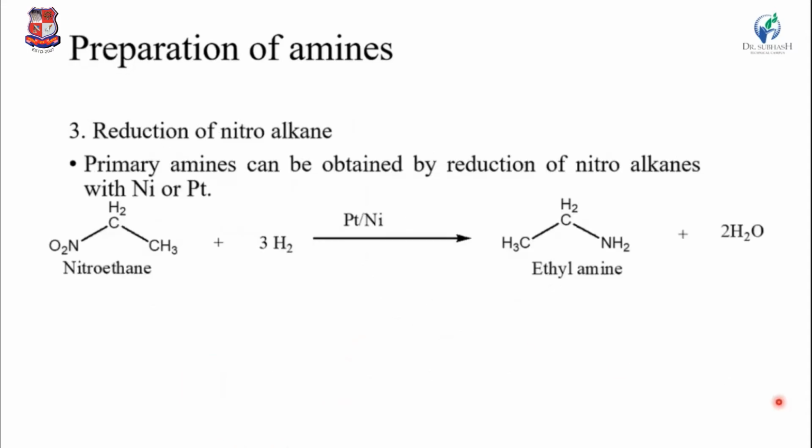Okay, then the third reaction is the reduction of the nitroalkane. The primary amine can be obtained by the reduction of the nitroalkane with nickel and platinum as a reducing agent. So the reactant is nitroethane, where ethane is the alkane. So nitroethane plus 3H2 in the presence of reducing agents, and we get ethylamine and 2 water molecules are removed.